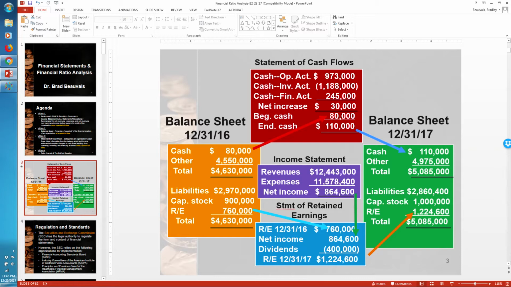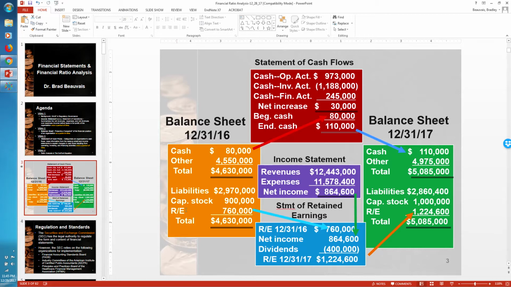we see cash at the top of the 2016 balance sheet progressing from the top here over into the statement of cash flows at the beginning amount, and then we'll see the ending cash balance at the end of this particular reporting year being translated over to the 2017 end of year balance sheet.